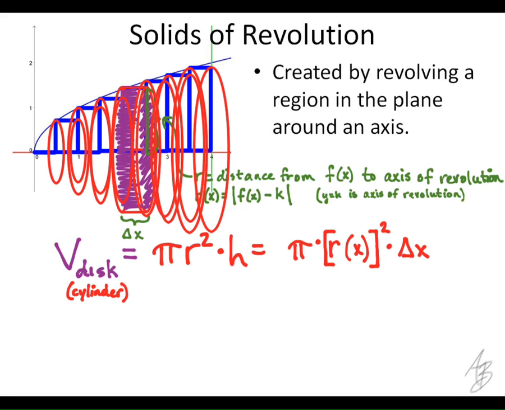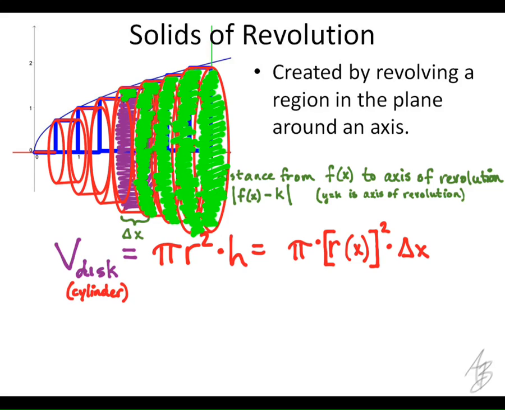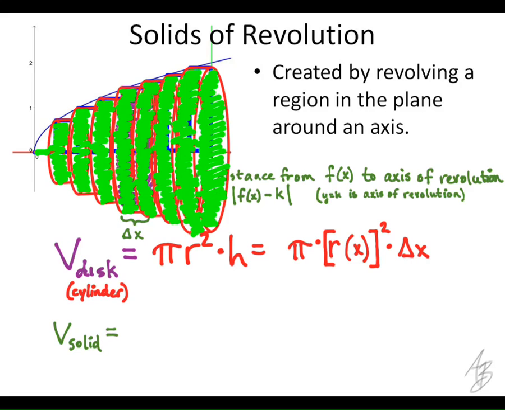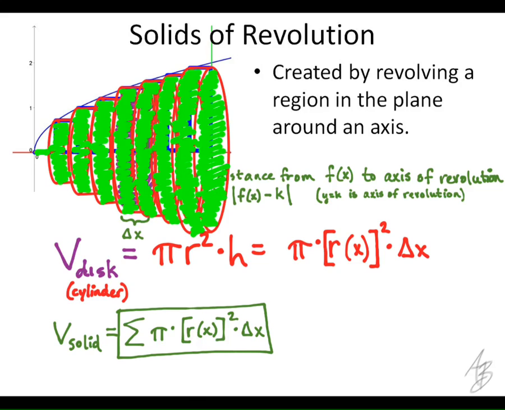Then we can do this with all of those rectangles, revolve all of them around the x-axis. It would look something like this, and we get something that looks like maybe the nose of a missile or something like that. And by adding up all of those volumes, we get the volume of the entire solid, which is this sum right here. And that sum turns into an integral when we let delta x get really, really small. Does that make sense?